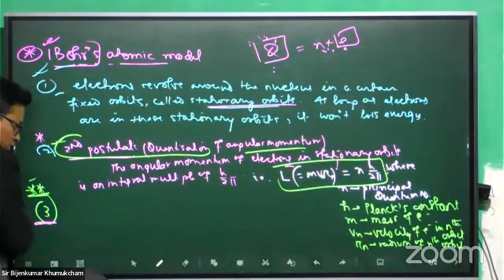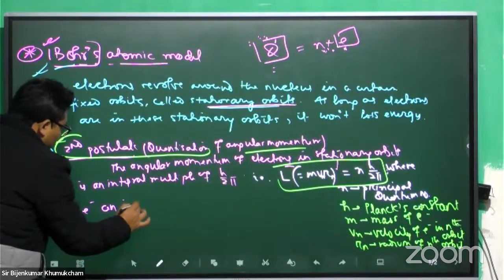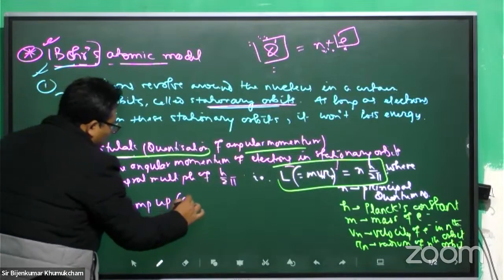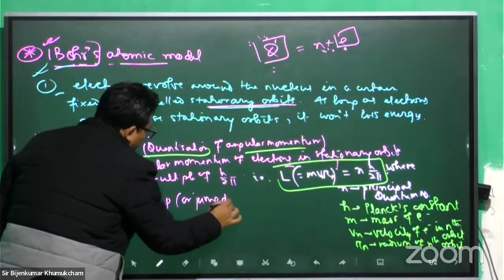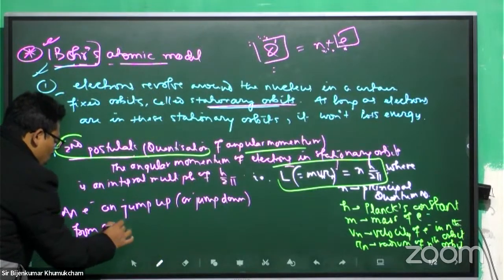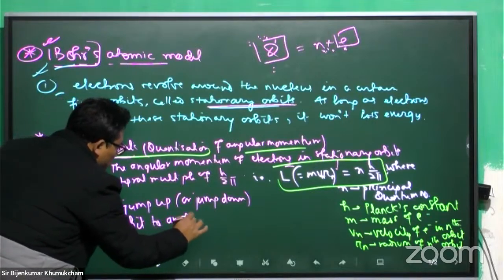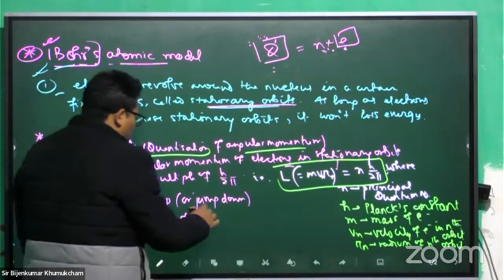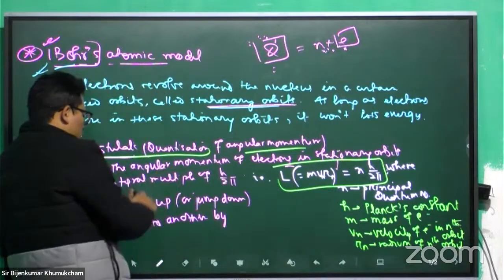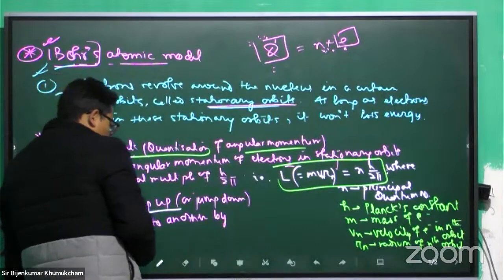So, important theory: an electron can jump up or jump down from one orbit to another orbit. If you want to jump up, it must absorb energy; to jump down, it releases energy. Good.